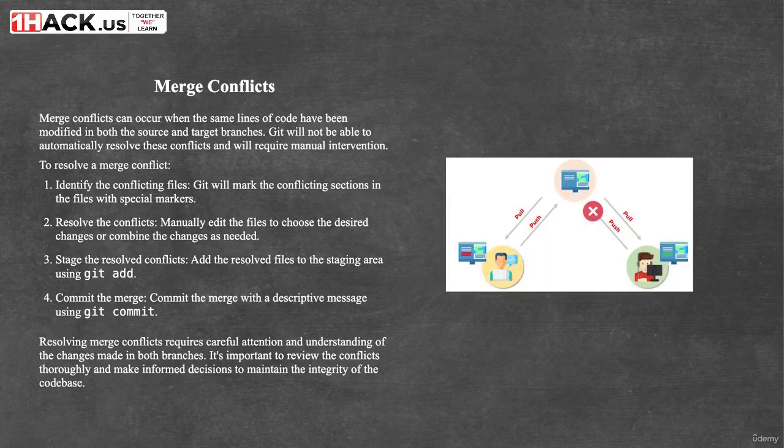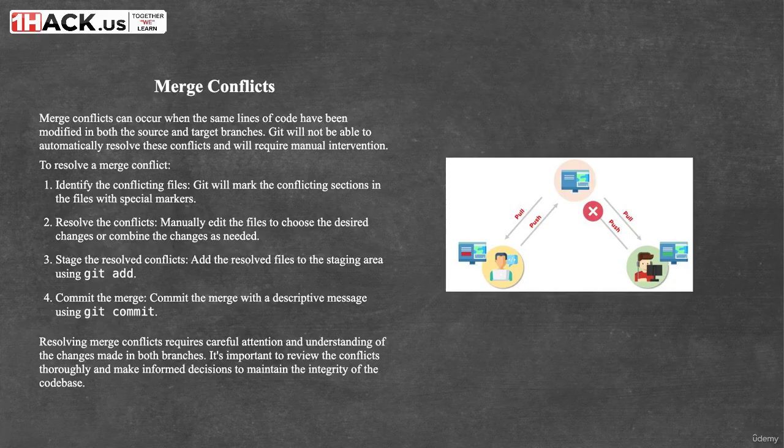One important aspect of merging branches is dealing with merge conflicts. Merge conflicts can occur when the same lines of code have been modified in both the source and target branches. In such cases, Git will not be able to automatically resolve these conflicts and will require manual intervention.